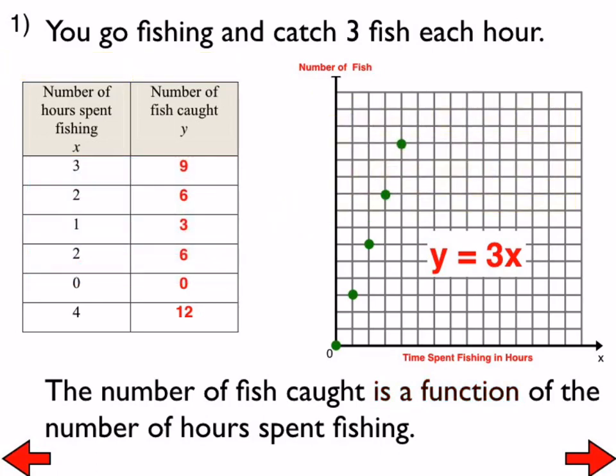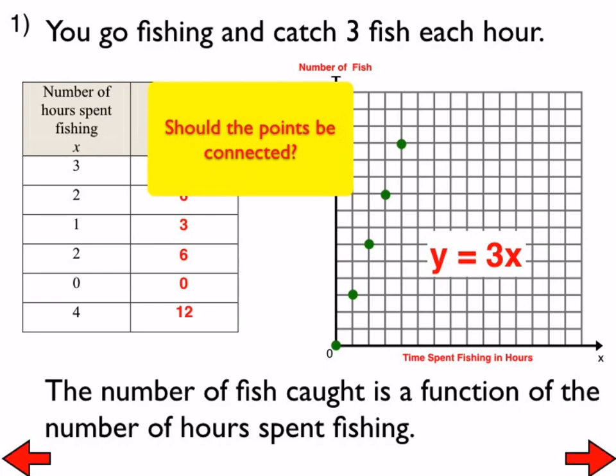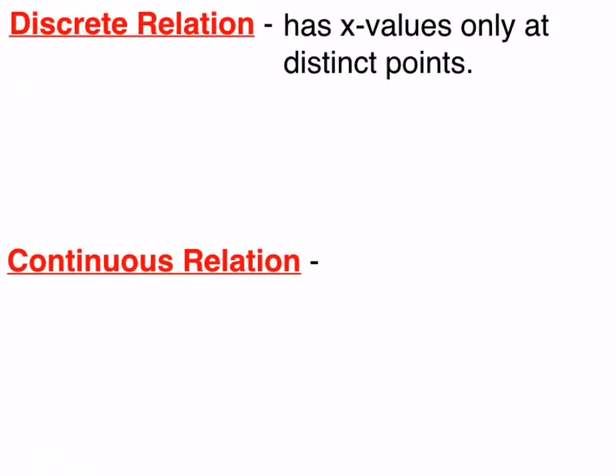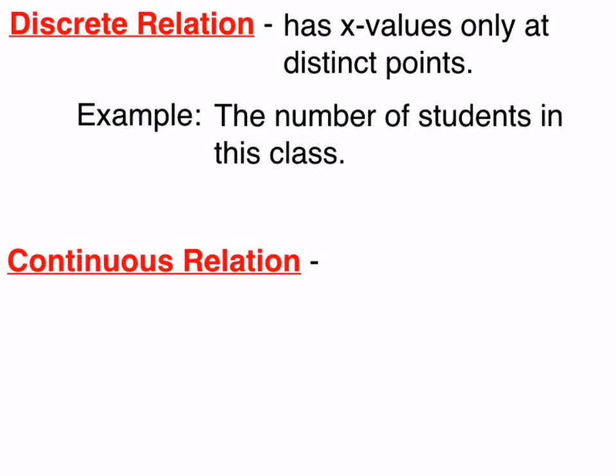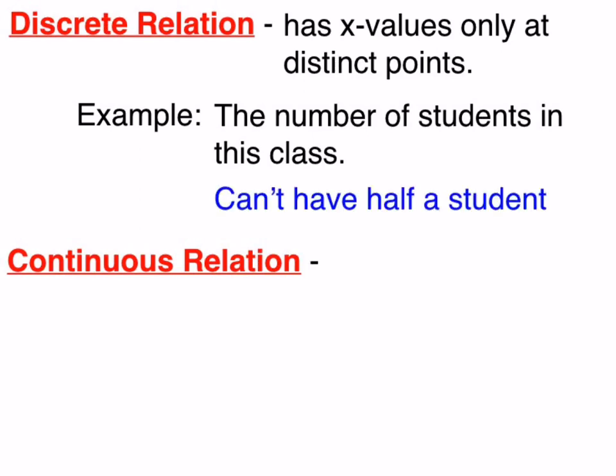All right. So next, the big question here is, should the points be connected? Well, let's define what those 2 relations are that I talked about just a second ago. So we'll come back to that graph in just a second. A discrete relation is one that has x values only at distinct points. And I know we've got some blank areas to fill in here. So an example of a discrete relation is the number of students in this class. We can only have whole number values for the number of students in the class. That's what x values at distinct points means. You can't have half of a student. So in a situation like that, you would not connect your dots together.